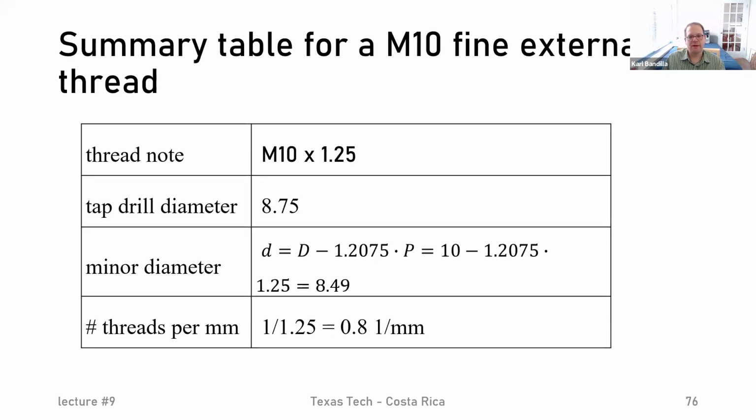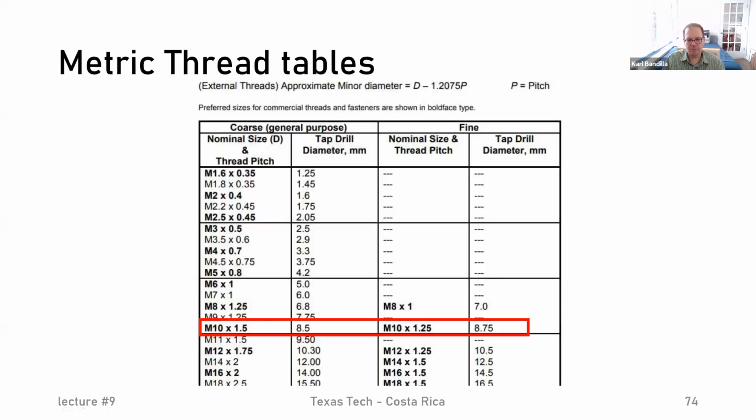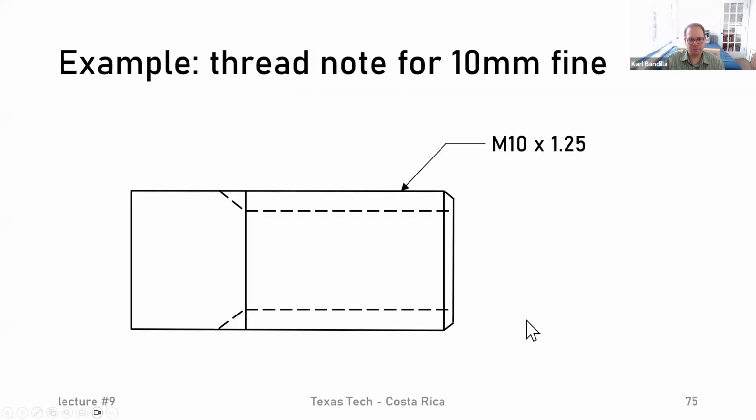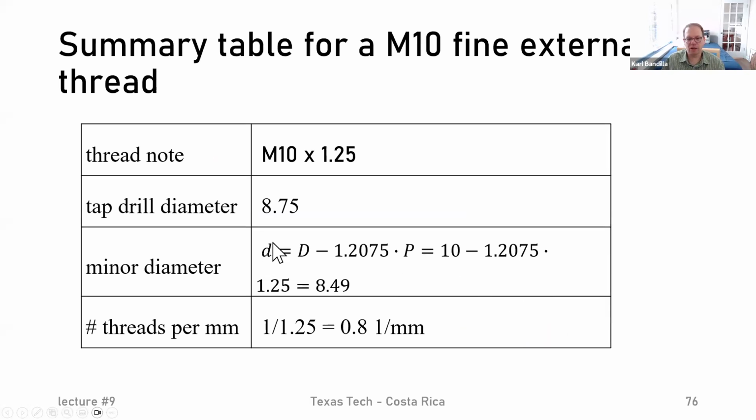And then once we have that, we could write a table again. So we have our thread note that we just created. We can get the tap drill diameter from our table, so 8.75. We can find what our minor diameter is through our equation, in this case 8.49, which is less than 10, so it's good. The pitch is already given to us, so maybe we'll get the threads per millimeter. So we just do 1 over 1.25, since 1.25 is the pitch, so we get 0.8 per millimeter.